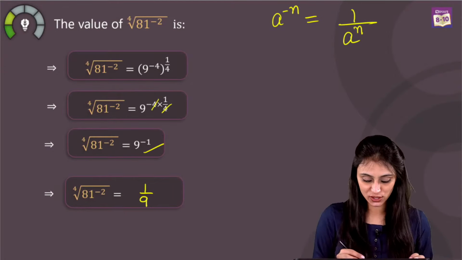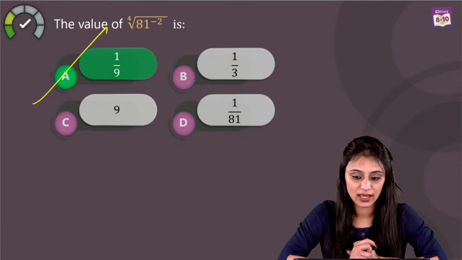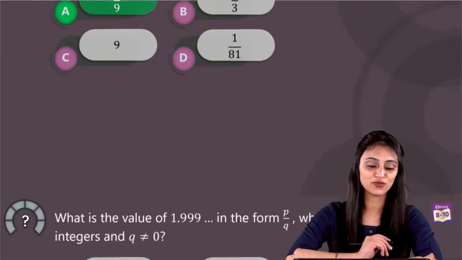So we have understood this question, right? So option A is the correct answer for this. Yes, Aryan. Yes, absolutely. This is 1 by 9 over here. Now let's move to the next one.